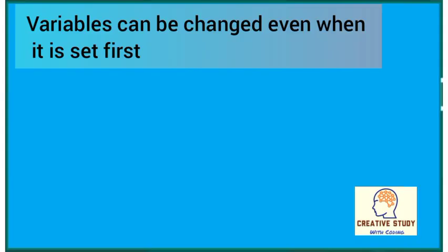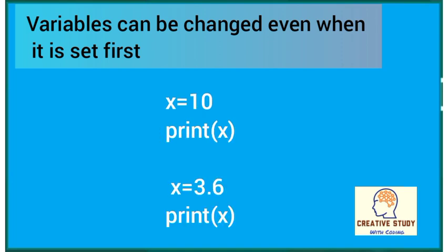Let's see another example. In Python, a variable may be assigned a value of one type and later a different type. That means if I write x equal to 10, this means variable x is pointing to an integer object. And when I write x equal to 3.6, variable x is now pointing to a float object. Thus the first time x is an integer and next it has become float. Let's understand it by executing it.